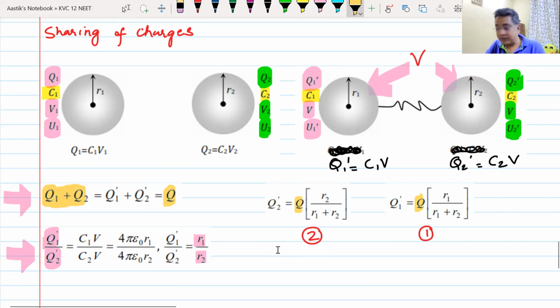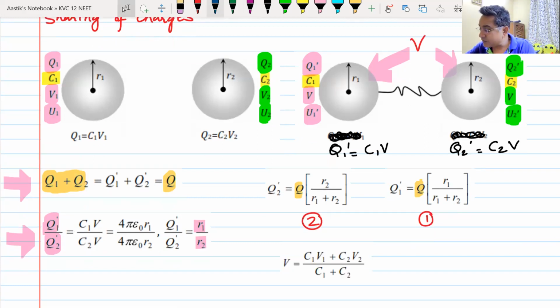and then there is the formula for the common potential. So you can remember the formula of common potential also. I think it is easier to remember common potential. The formula number 3 for common potential is C1 V1 plus C2 V2 divided by C1 plus C2.